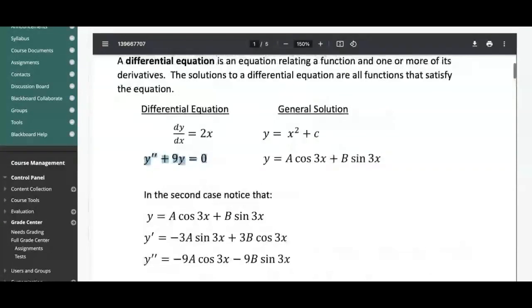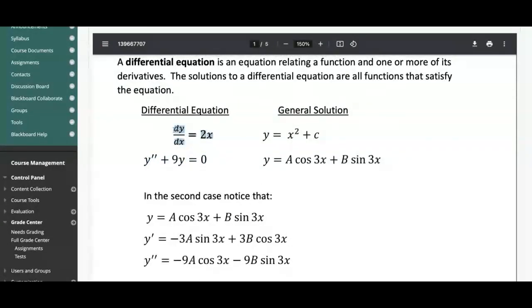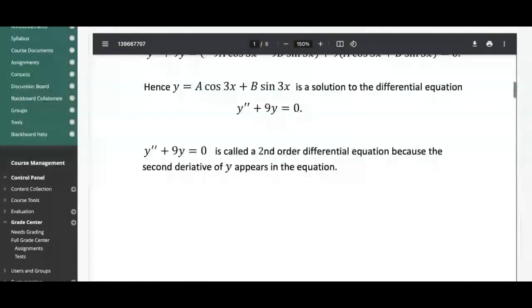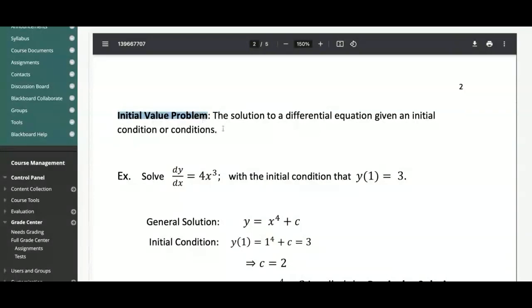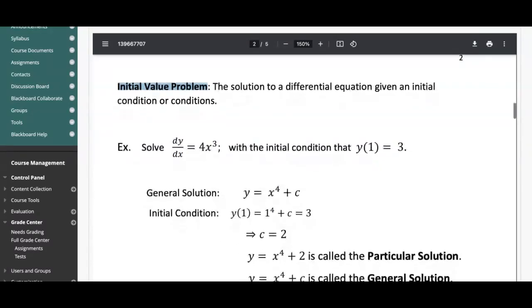So the two equations: the first one is just y prime, we call first order. The second one involves second order derivatives, so we call it a second order differential equation, because of the second derivative of y. Okay, initial value problem. The solution to a differential equation given the initial condition or conditions, so we can get to a unique solution.